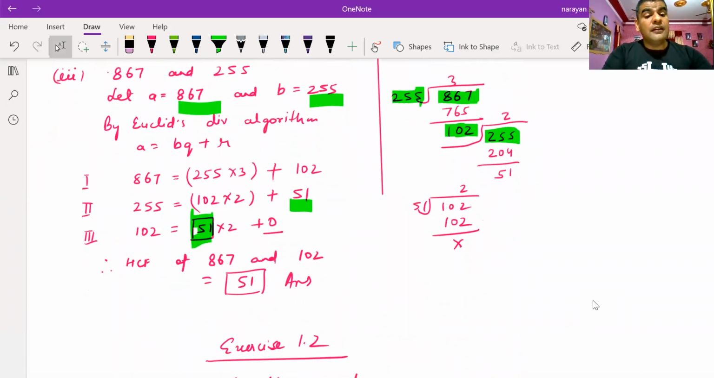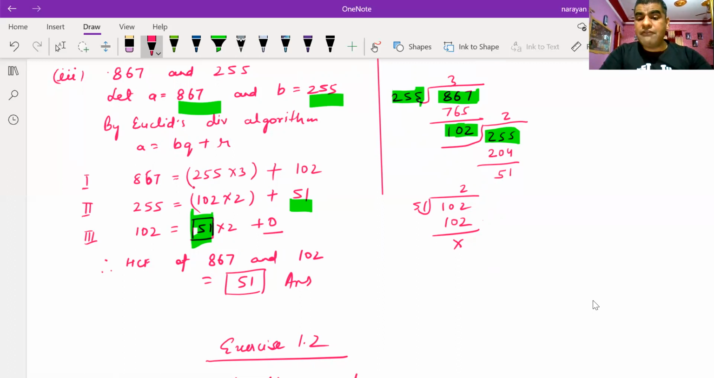So children, let's move on to the third question. You can see we have to find the HCF of 867 and 225. Let us take the greater number, that is 867 equal to A and 225 equal to B. By Euclid's division algorithm, we can write A is equal to BQ plus R. Now children, you can see this, that 867, I'll write it over here. How can we write it? 255 goes how many times? 255 goes 3 times. 255 times 3 is equal to 765, and we are left with 102 as the remainder.